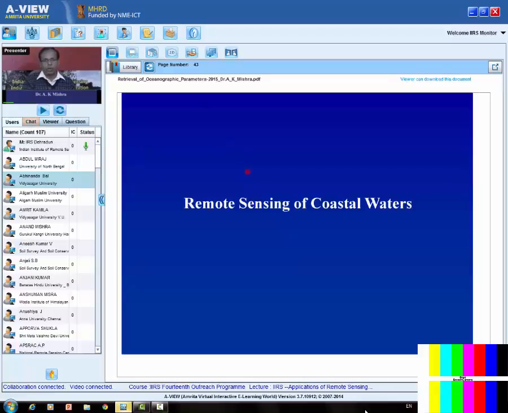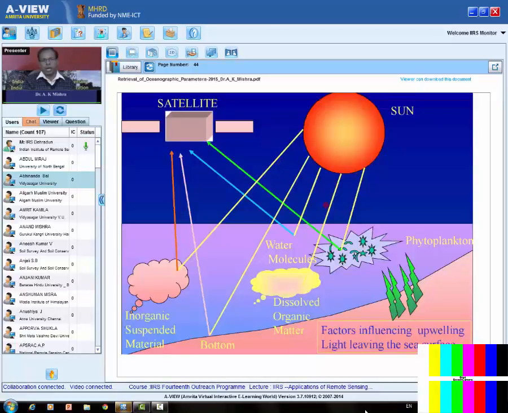Now I will tell you about the remote sensing of coastal waters. What I told you about retrieval of chlorophyll is normally done without any difficulty in the open ocean water or the case 1 waters where the turbidity is very less. But when you are entering into the coastal waters, many factors are affecting the optical properties of the water. So it is called optically complex water, coastal waters, and they come under case 2 waters.